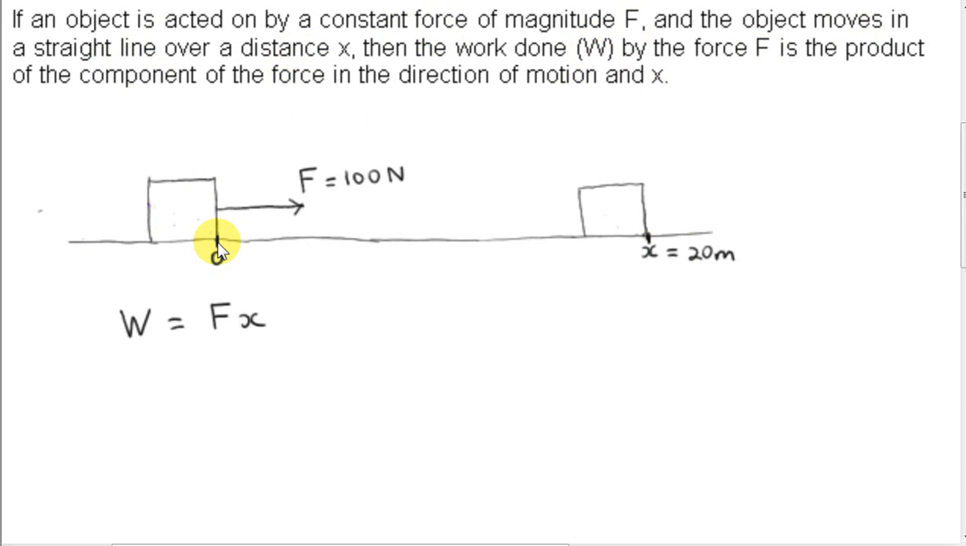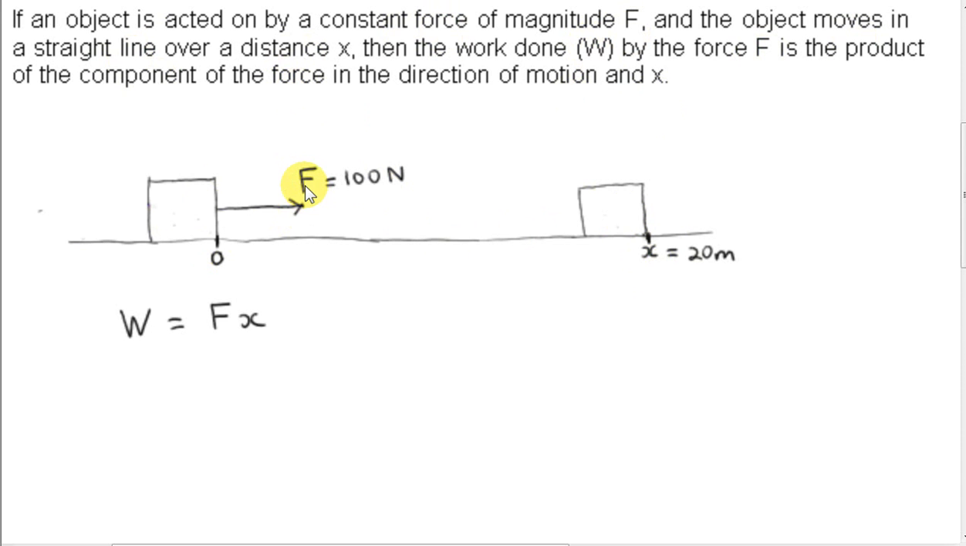We have this object positioned at 0, and sometime later it's at this position over here. Now it follows a straight line path. Now that's important. That's a simplification that we are going to use in this course, that the object is moving in a straight line path. So it moves from here to here over a distance of 20 meters. We have a force of magnitude 100 newtons pointing horizontally, that is in the direction of motion.